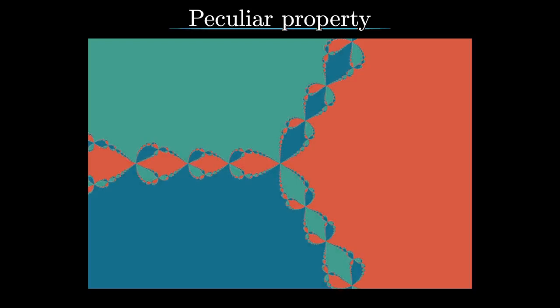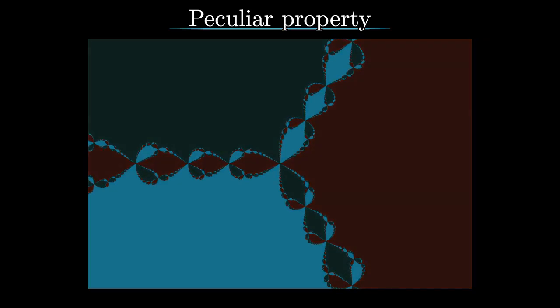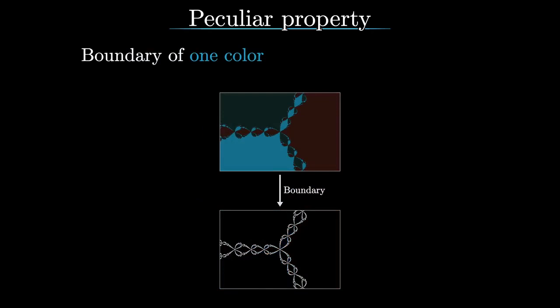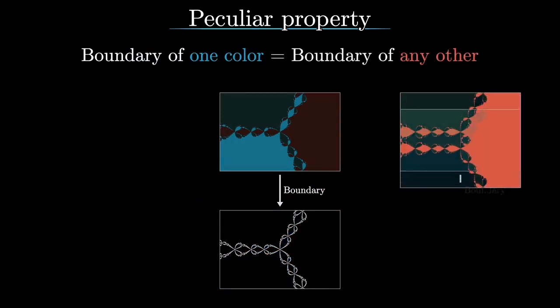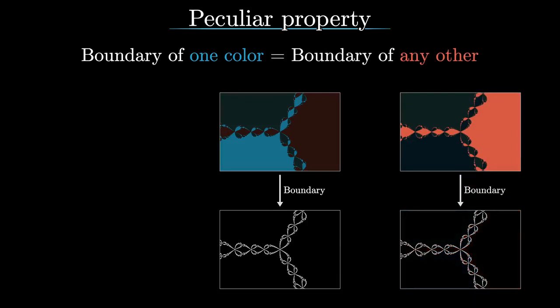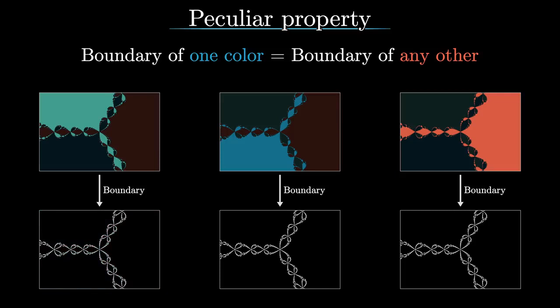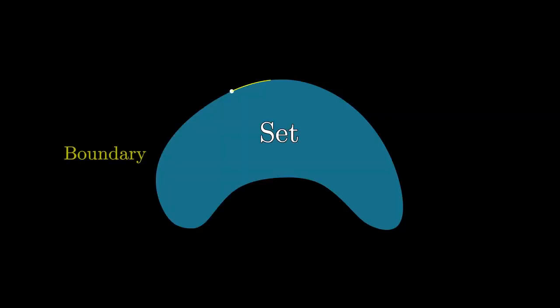Focus your attention on just one of the colored regions, say this blue one. In other words, the set of all points that eventually tend towards just one particular root of the polynomial. Now consider the boundary of that region, which for the example shown on screen has this kind of nice threefold symmetry. What's surprising is that if you look at any other color and consider its boundary, you get precisely the same set.